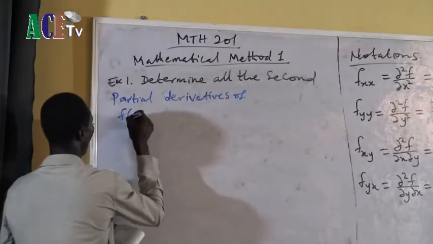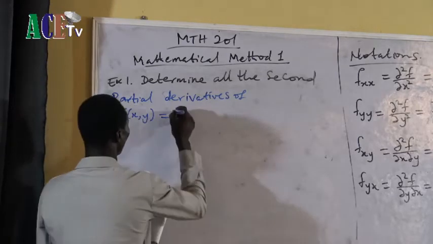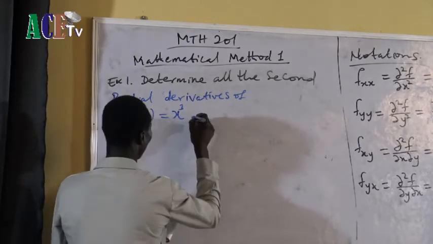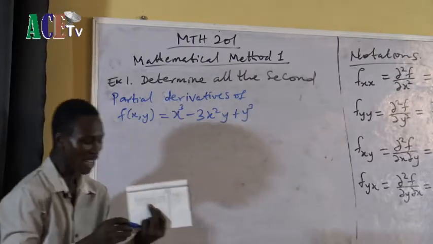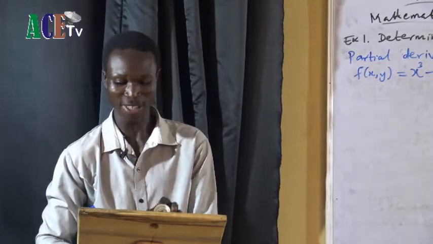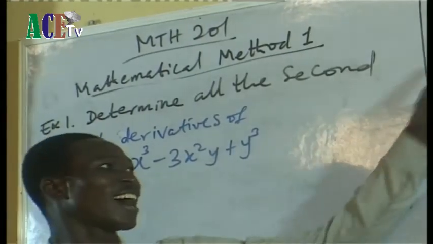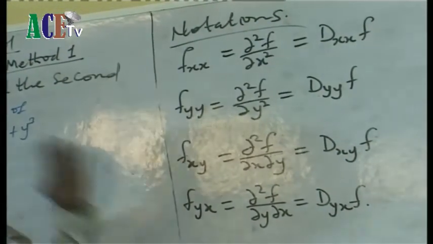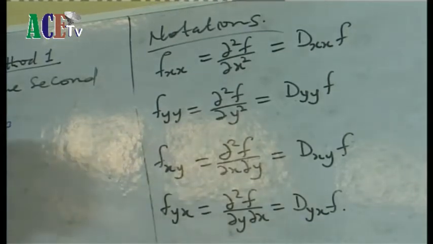of f of x comma y equals x cubed minus 3x squared y plus y cubed. If I say all the second partial derivatives, what I mean is, the question will just come like that. I need 4 solutions. I need this, this, this, and this for that question. 4 of them. Now let us go one by one, pick them one by one, then we'll arrive somewhere.